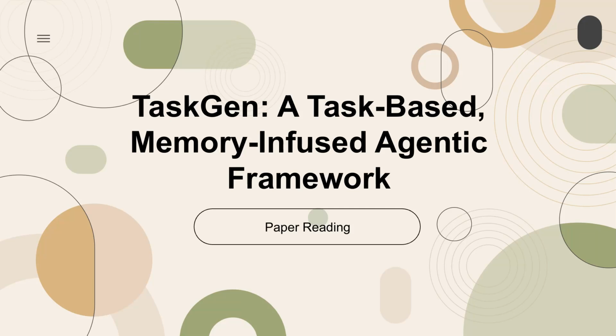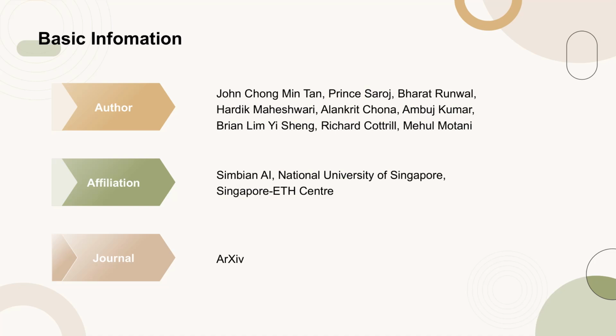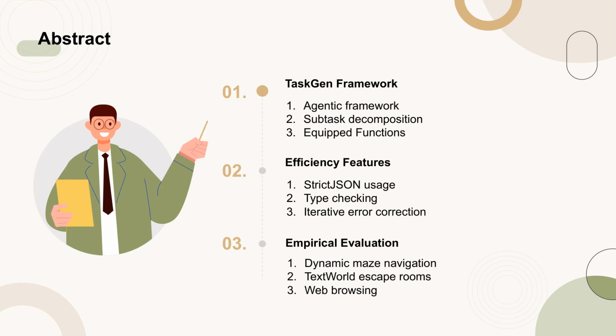Today's paper is titled TaskGen: A Task-Based, Memory-Infused Agentic Framework. This paper was published on arXiv by John Chong Min Tan and colleagues from Symbian AI and National University of Singapore. TaskGen is an innovative agentic framework designed to tackle arbitrary tasks by breaking them down into manageable subtasks. Each subtask is assigned to an equipped function or another agent for execution.